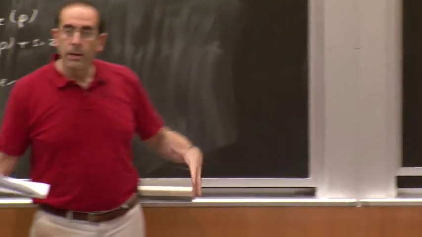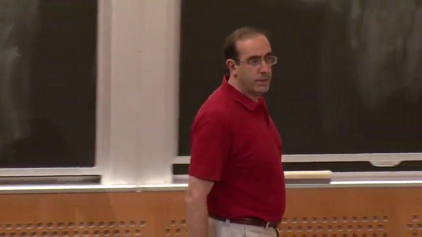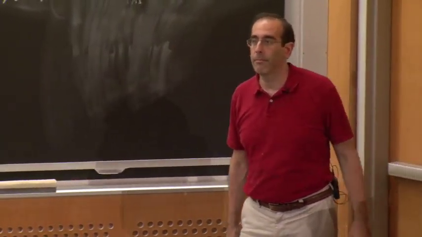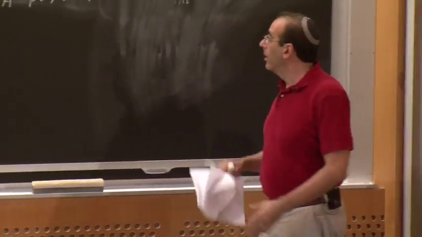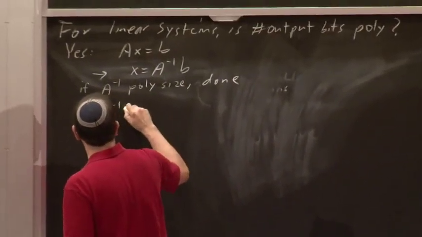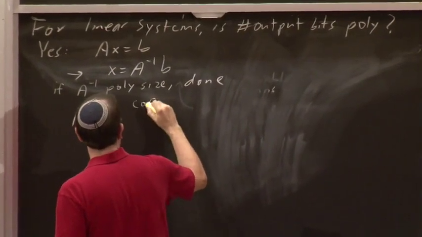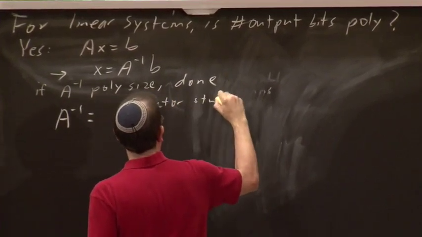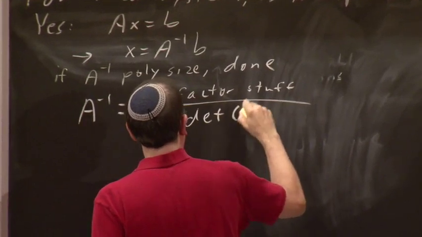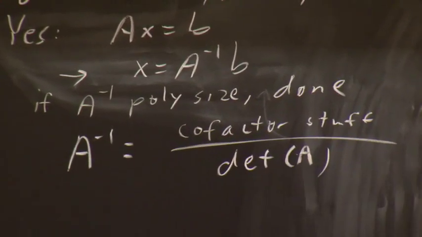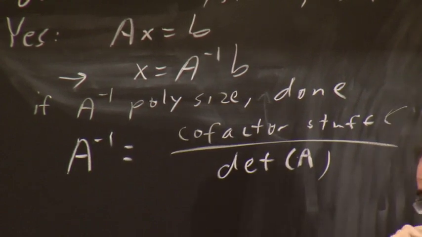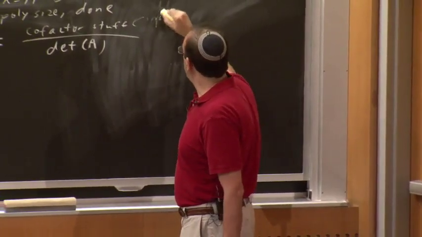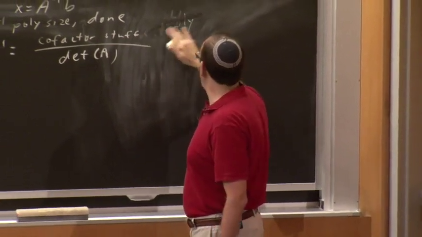How can we tell if the inverse matrix is polynomial size? Well, we remember that A inverse is equal to cofactor stuff divided by the determinant of A. Right? OK. So is the cofactor stuff polynomial size? Yeah, because that's just a bunch of, well, sorry. It's actually the same question, right?